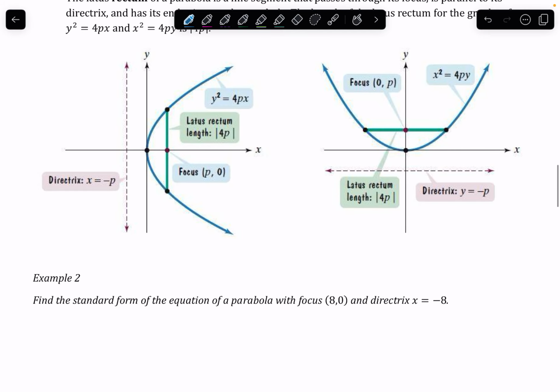All right, find the standard form of the equation of a parabola with focus 8, 0 and directrix at x equals negative 8. So I'm going to try to figure out my equation here. Based on the focus being at the point 8, 0 and the directrix being a vertical line, I do know that this is a sideways opening parabola.